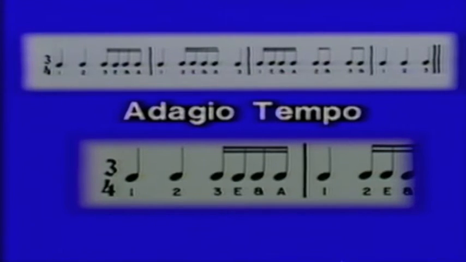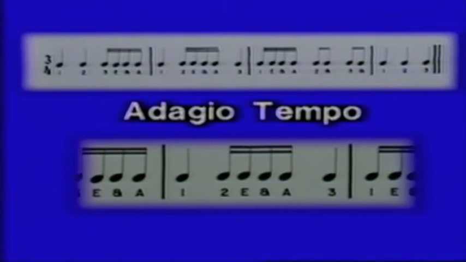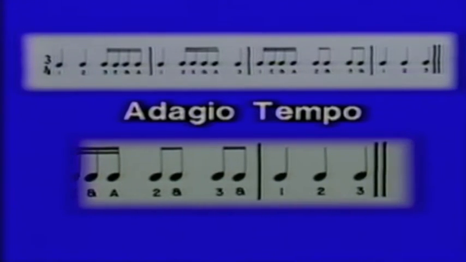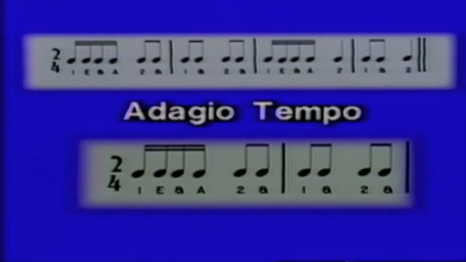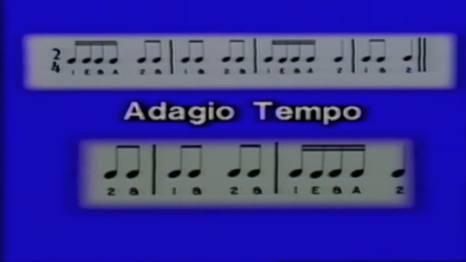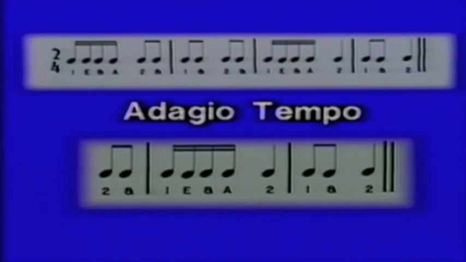1, 2, 3. 1, 2, 3. 1, 2, 3. 1 E and a 2, 3 and 1, 2, 3. The next example in 2/4 time. 1, 2. 1 E and a 2 and 1 and 2 and 1 E and a 2, 1 and 2.